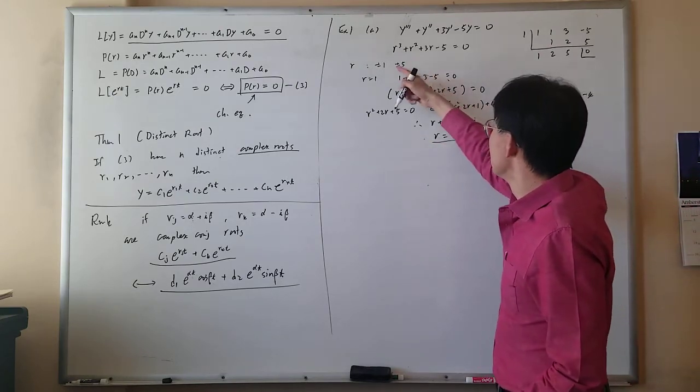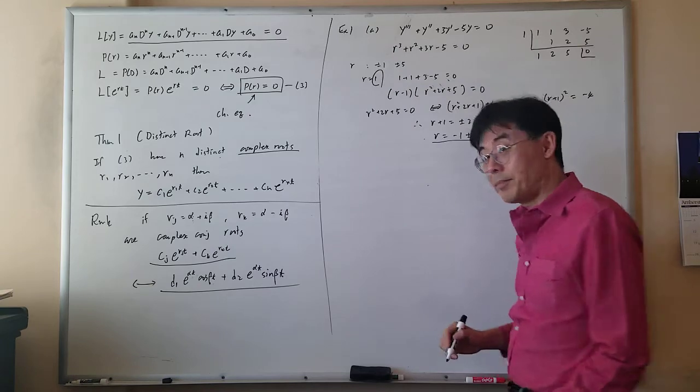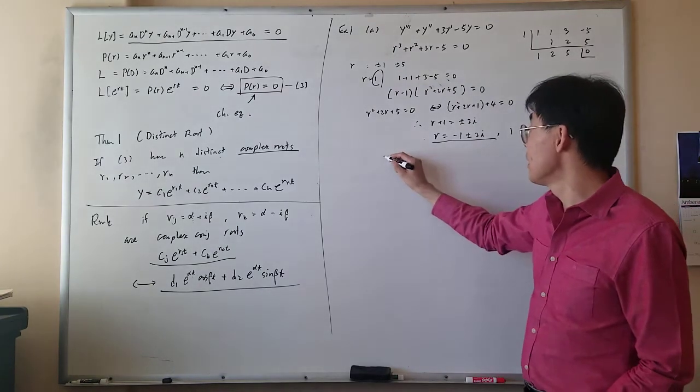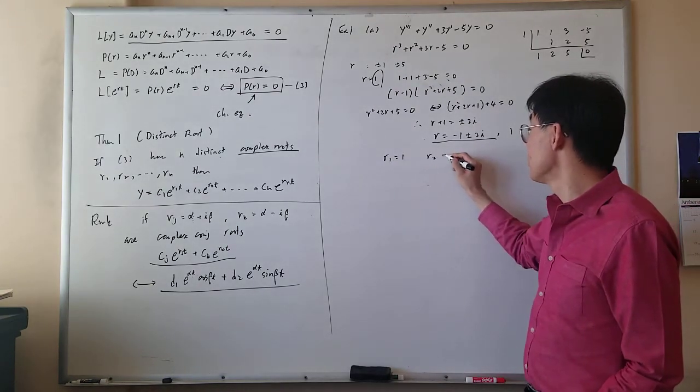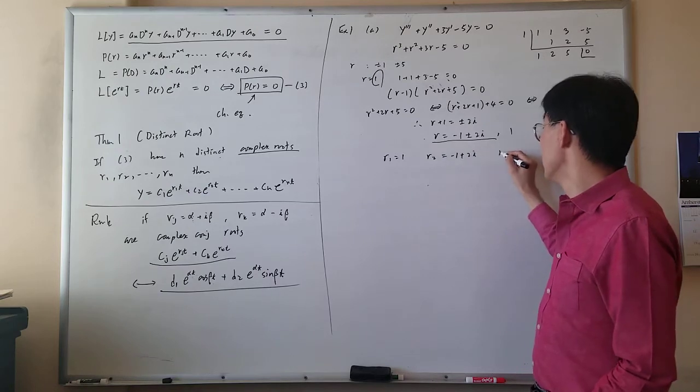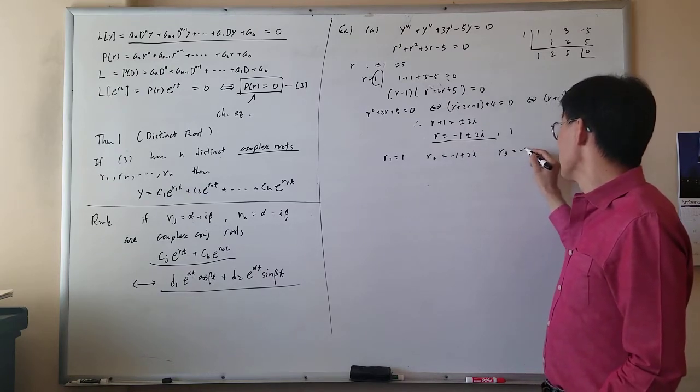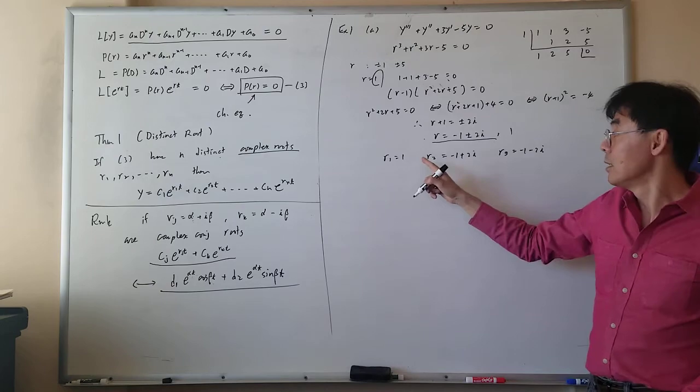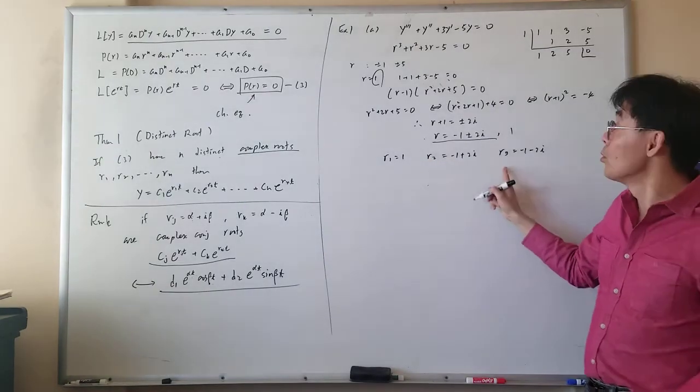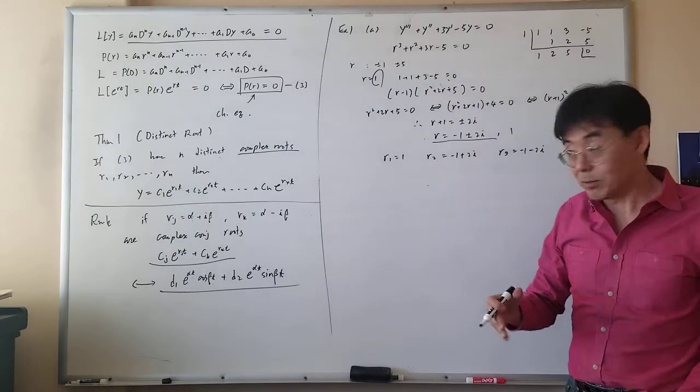And you have already 1. Alright? You can say that r1 equals 1, r2 equals minus 1 plus 2i, r3 equals minus 1 minus 2i. Three distinct roots for the cubic equation.